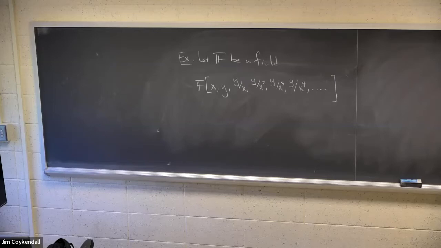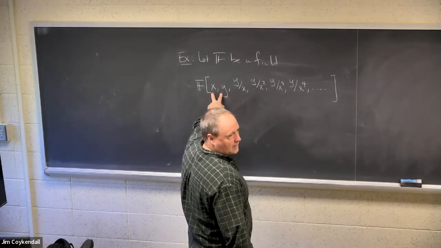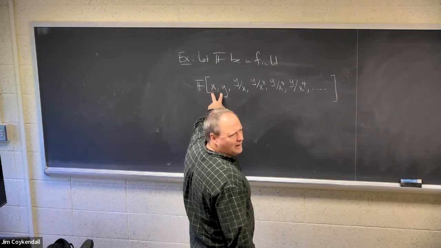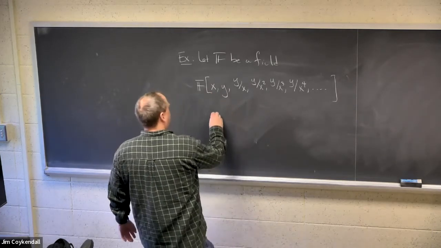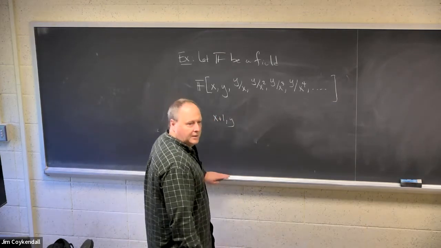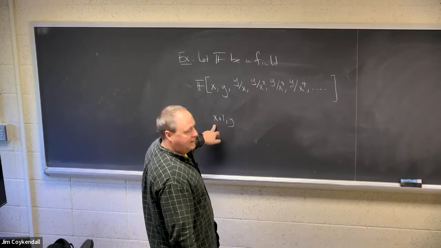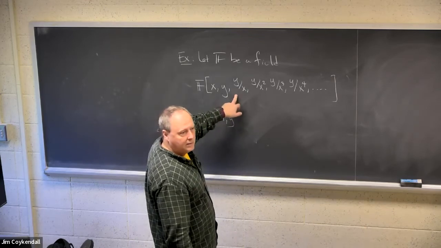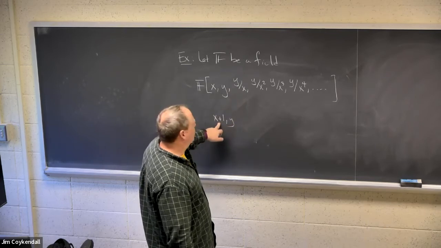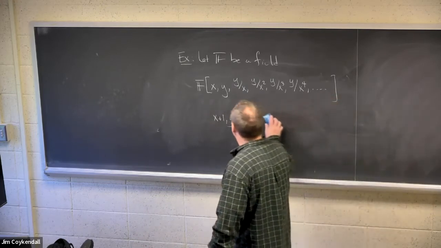Because as it stands right here, this is not a valuation domain. Why not? Because look at x plus 1 and y. y certainly doesn't divide x plus 1, and x plus 1 doesn't divide y. Right? What an annoyance that is. So here's what I'm going to do to make this a valuation domain.